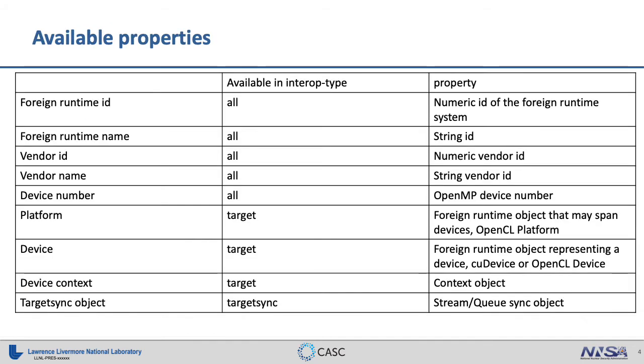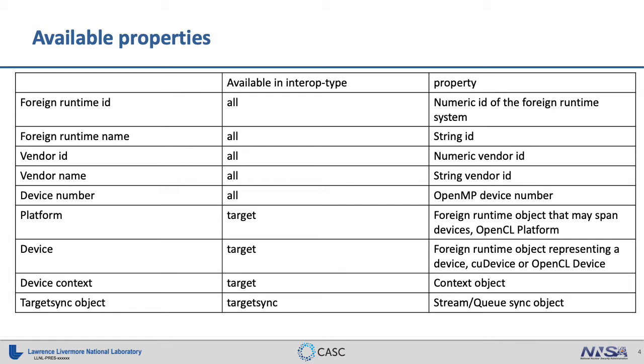Now, there are only a few things you can do with this right now. You can get the foreign runtime ID or name. These are ways that you can tell what kind of foreign runtime system you're talking to. You can get the vendor ID or name. Again, it's a way to tell what it is you're working with.